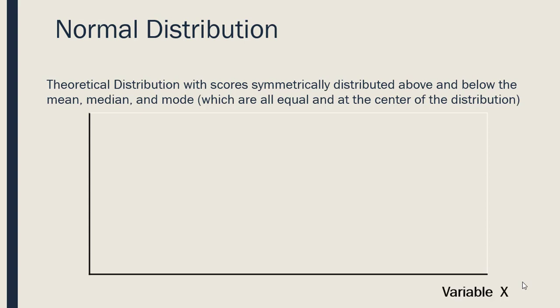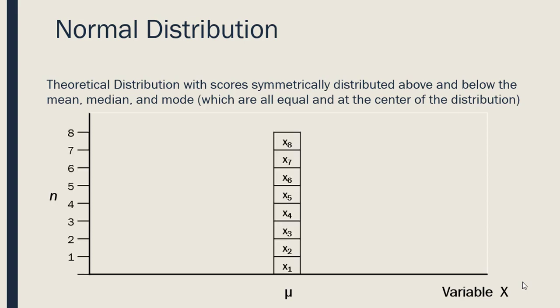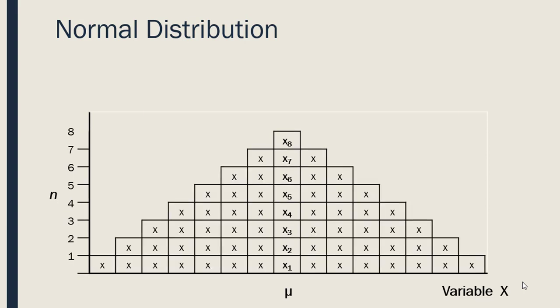Here we will see the distribution of scores from variable x. The mean of the population will be the most frequently occurring score. Here we see there are 8 scores at the mean. There will also be scores above the mean and below the mean. These scores will be symmetrically distributed around the mean, and it's this symmetrical shape of the distribution that makes it the normal distribution. You'll also hear it talked about as the bell-shaped curve.